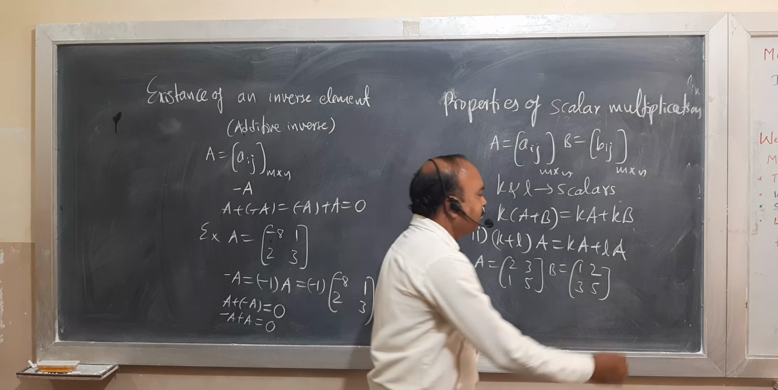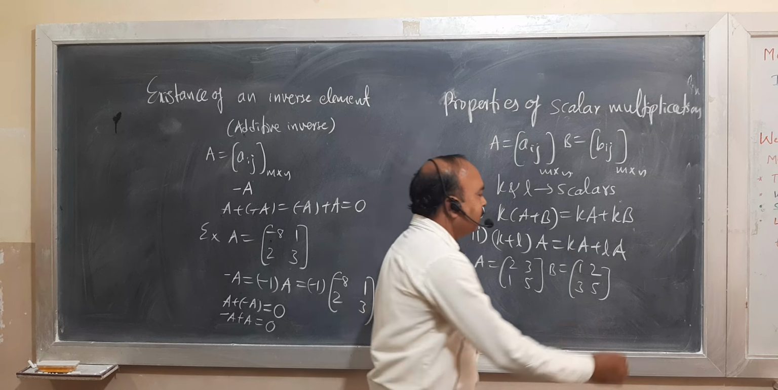Now we check k times of (a plus b), the left hand side. Here k is 2, and a plus b means you add these two matrices. The first matrix is 2, 3, 1, 5. The second matrix is 1, 2, 3, 5. Then you get 2 times of the addition of matrices, that is, of corresponding elements.